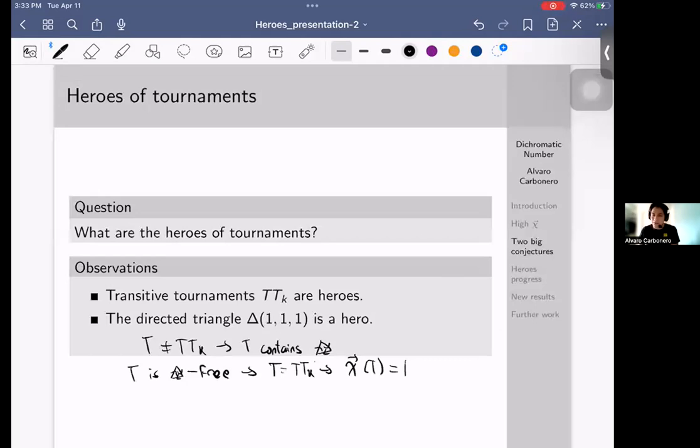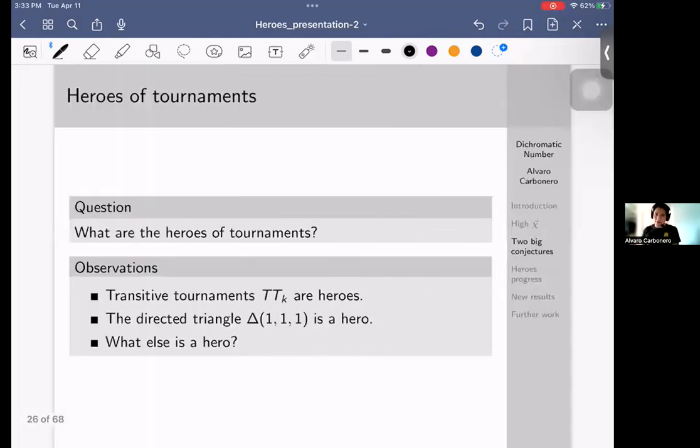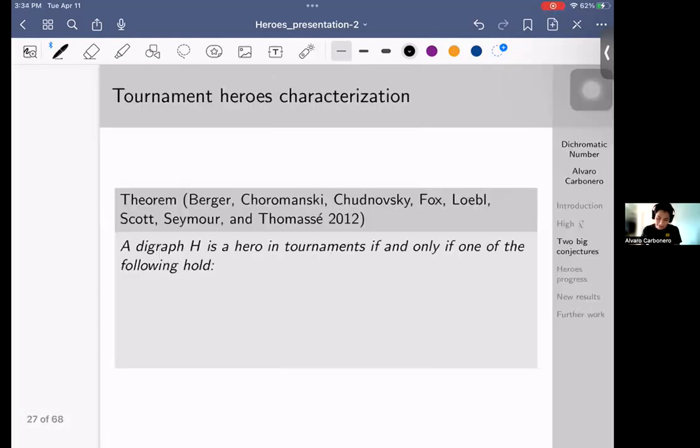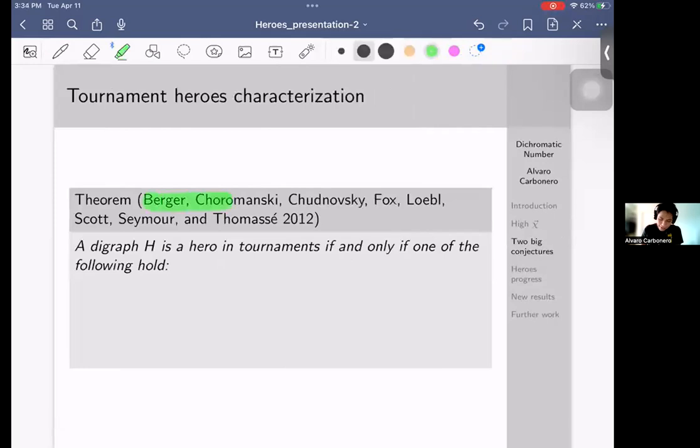Like they are the easy ones that we can get after thinking about the problem for an hour or so. What about other cases? What are the other heroes? And here is where the people of the first result that I showed you come into place again. These 8 researchers found a full characterization of heroes. That is, they proved that H is a hero in tournaments if and only if one of these holds. And before going into what those are, let me explain how you should think about them.